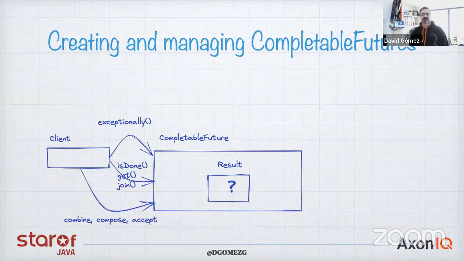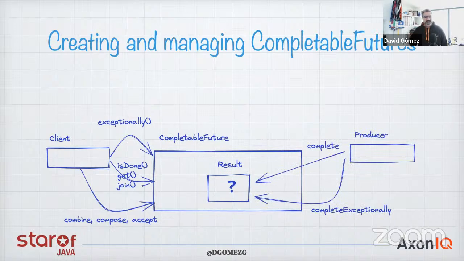But that completable future is going to offer to the client, to the consumer, to the developer that is using your framework or your library, the methods that we have already seen to check if the future is done, to get the value of the future, or to compose the different tasks. And you, as the producer, can at any point invoke the method complete or completeExceptionally to communicate that you have finished the task and the result is available.